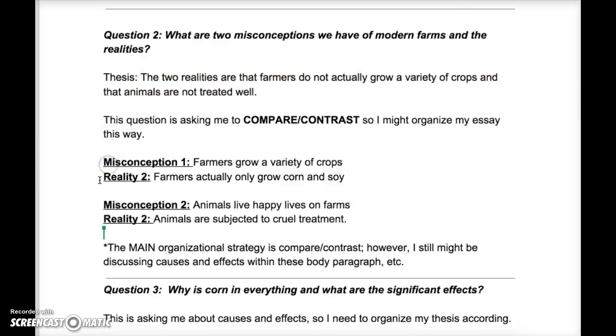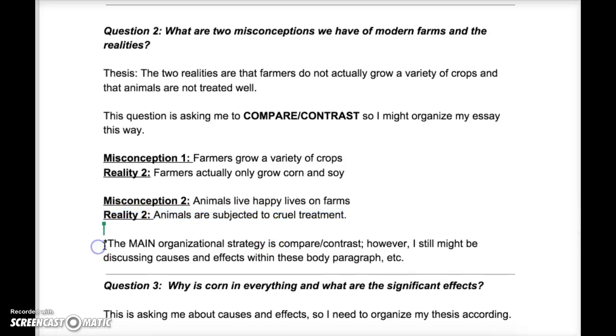So then I'm going to organize my essay comparing the misconception to the reality, then the misconception 2 to the reality 2. Do you see how that's logical, right? I'll start about what people think, right? Farmers grow a variety of crops. However, that's kind of compare contrast language. But in actuality, farmers actually only grow corn and soy. And then misconception 2, animals live happy on the farms. I might develop that. And then I contrast with the reality, right? But in reality, animals are subject to cruel treatment. Again, maybe I'm having 2 or 3 paragraphs for each one of these subtopics. But I have this framework here for organizing my essay.